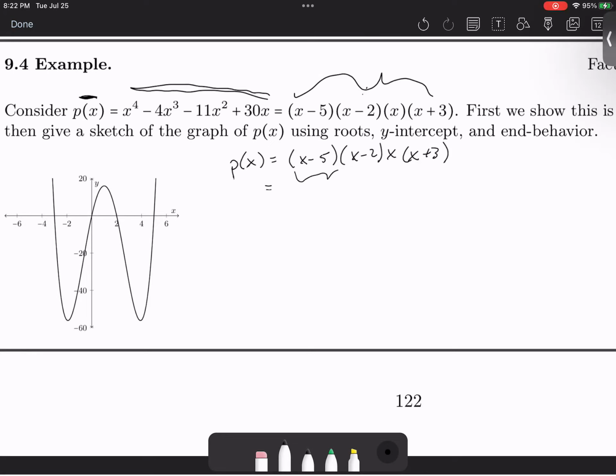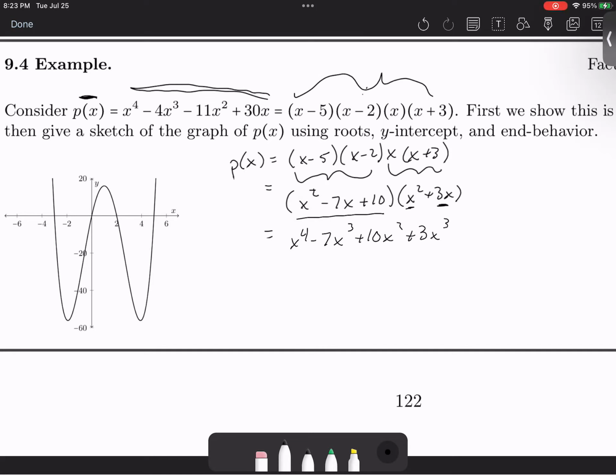So let's take x minus 5 and x minus 2 first. This is going to give us x squared minus 7x plus 10. And now the x times the x plus 3, x squared plus 3x. Now I'm going to multiply this parentheses by the x squared. So I will get x to the 4th minus 7x cubed plus 10x squared. And now let's multiply that parentheses by the 3x. So plus 3x cubed minus 21x squared plus 30x.